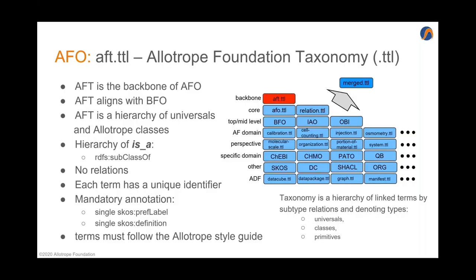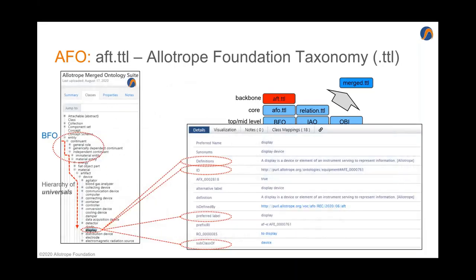And each term has a unique identifier, mandatory annotations such as preferred label and definition, and the term must follow the style guide. So let's look at the AFO. We take, for example, a display. The display has a definition, ID, preferred label, and it's a subclass of a device. And now as we go through the BFO tree, it's a material entity, dependent, independent continuant, continuant, and an entity at the top of the tree.